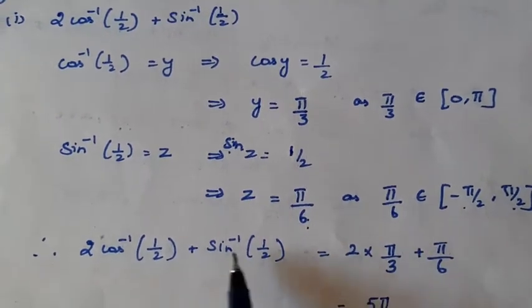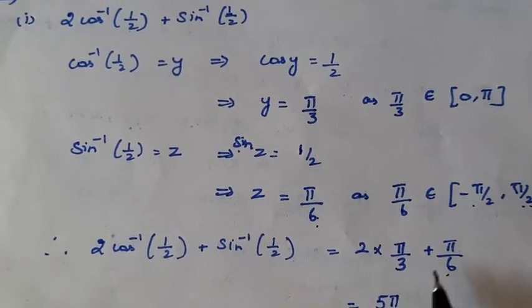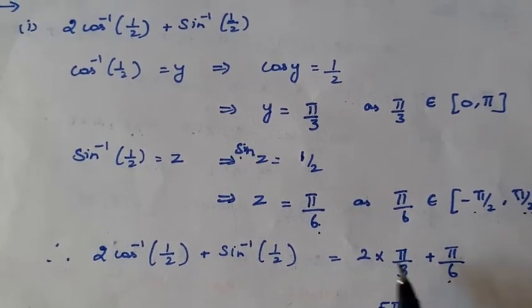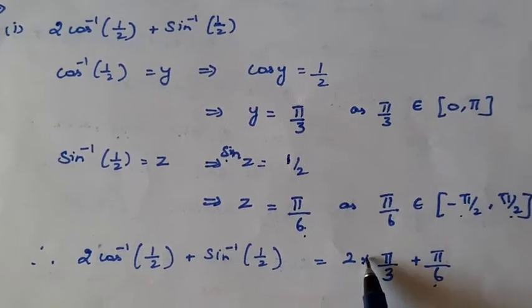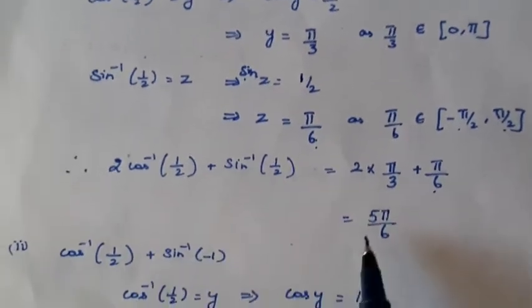Now substituting the values in the given expression, we have 2 into pi by 3 plus pi by 6, that is, on simply taking LCM 6, 2 twos are 4 pi plus pi, that is 5 pi by 6. So the required answer for this question is 5 pi by 6.